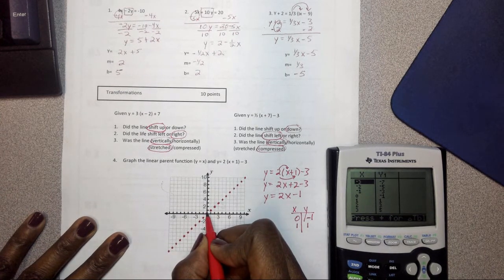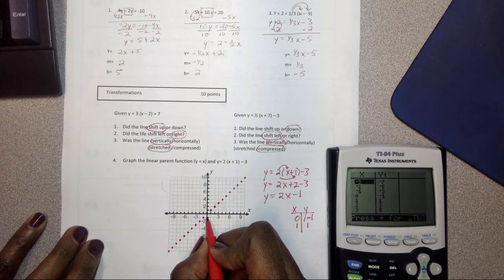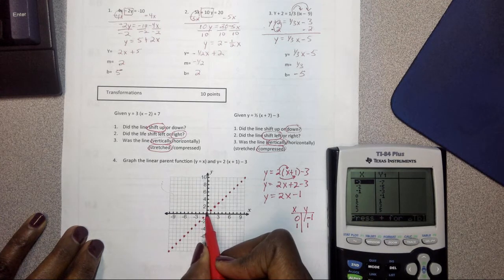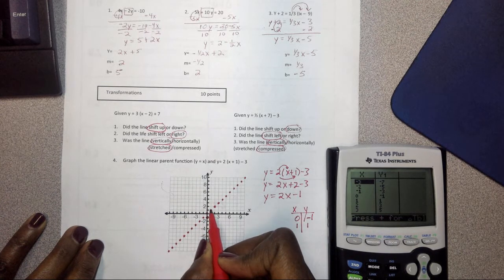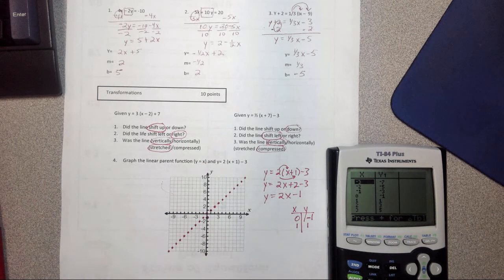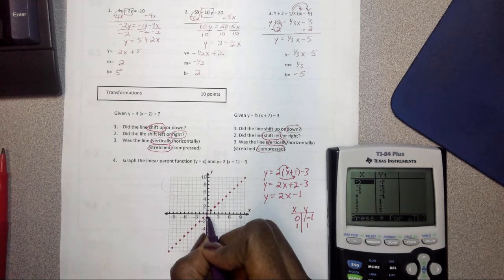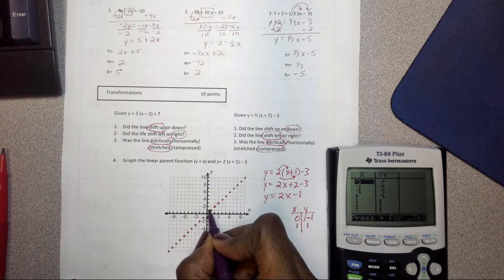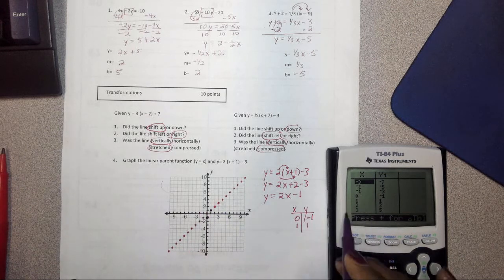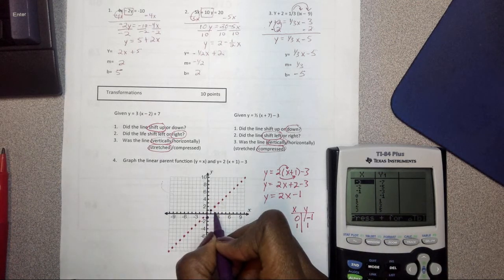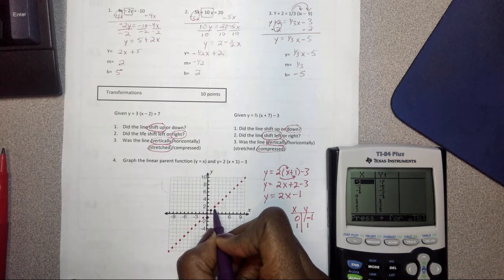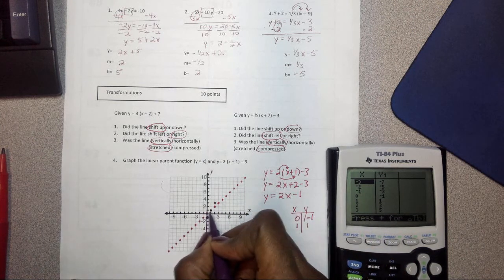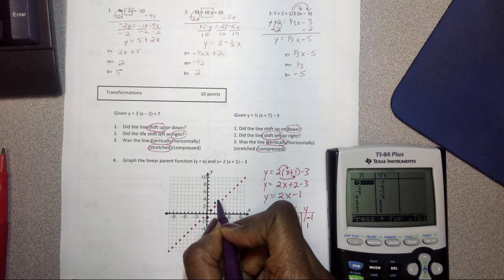0, negative 1, and then 1, 1, over 1, up 1. Actually, I should use a different color. I'll go back and do that in a different color. So I have 0, negative 1. I have over 1, up 1. I have 2, 3, go over 2, up 3. I have 3, 5, go over 3, up to 5, 1, 2, 3, 4, 5.